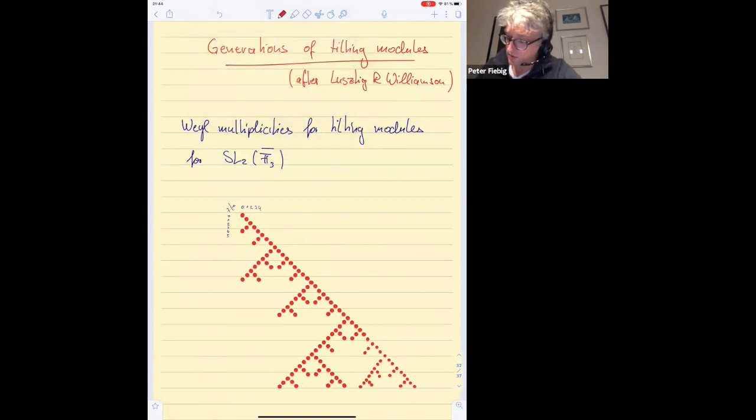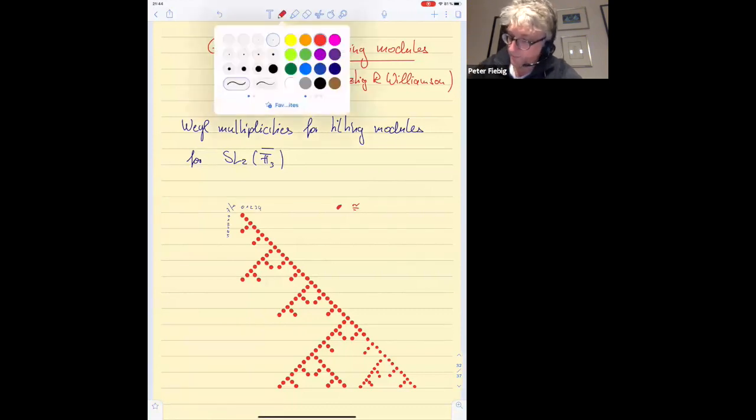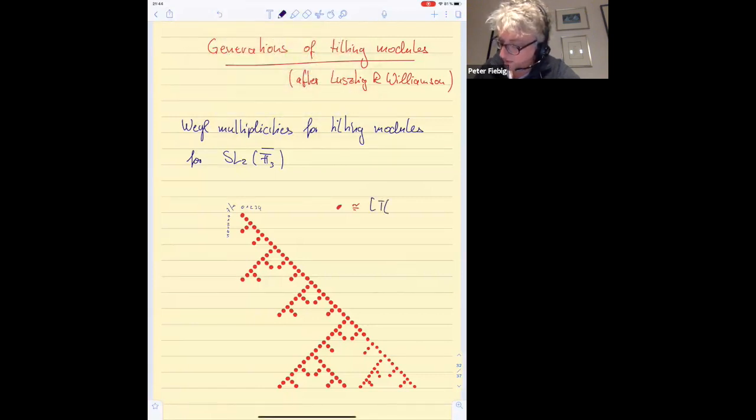The way you should read this is that a point corresponds to the fact that the tilting module with highest weight lambda has the Weyl module with highest weight mu as a subquotient. In SL2, the multiplicities are always either 0 or 1. Whenever you see a red dot, the multiplicity is 1. So lambda determines the line. For example, this line might be lambda equals 5, 6, 7, I guess. This means the tilting module with highest weight 7 has the Weyl module with highest weight 7 and the one with highest weight 3 as a subquotient.